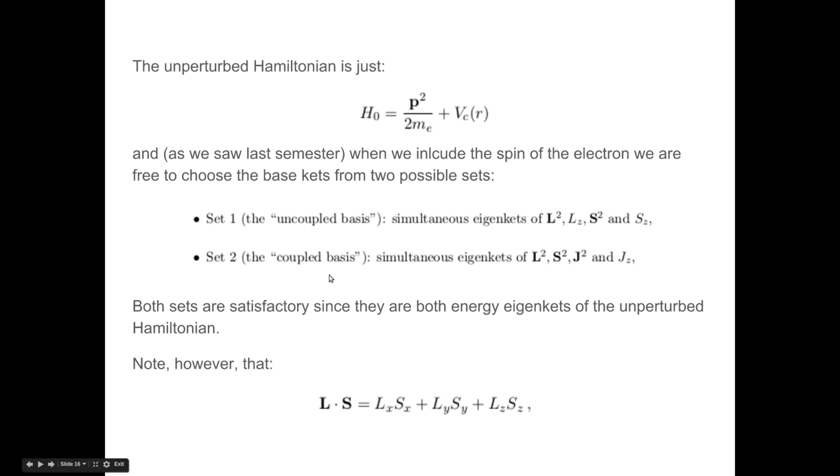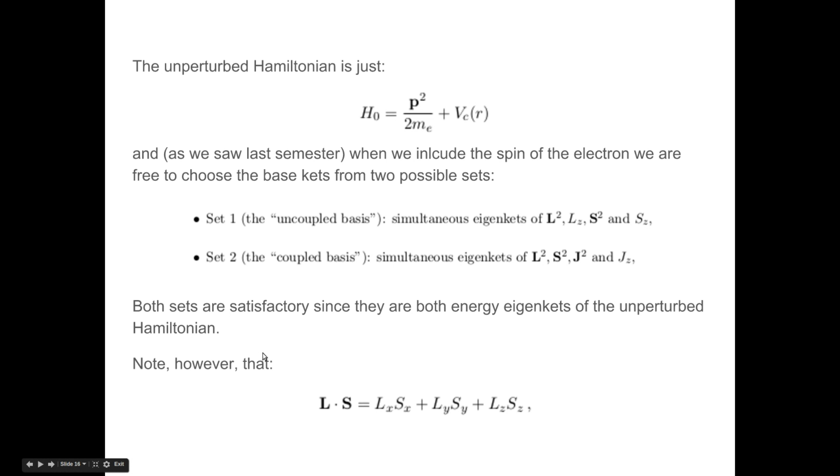And then we also have the coupled basis, where the kets are going to be simultaneous eigenkets of the orbital angular momentum operator, the spin angular momentum operator, and then the two total angular momentum operators. These depend on both L and S; they're the sum. As is usually the case, you can work with either of these bases and you'll eventually get to the right answer. But it turns out that one of them is extra easy to work in, and one is extra hard.